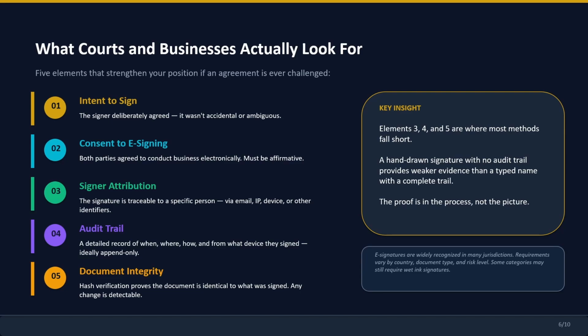One important note. E-signatures are widely recognized across many jurisdictions. The specific requirements vary by country, document type and risk level, and some categories like wills or certain real estate transactions may still require wet ink signatures. Always check the rules that apply to your situation.